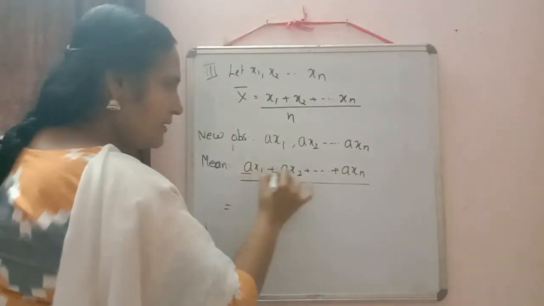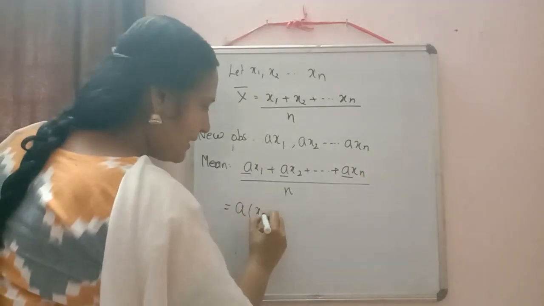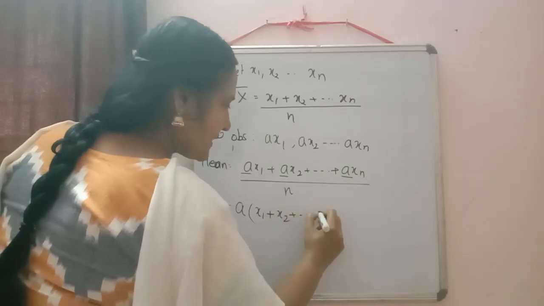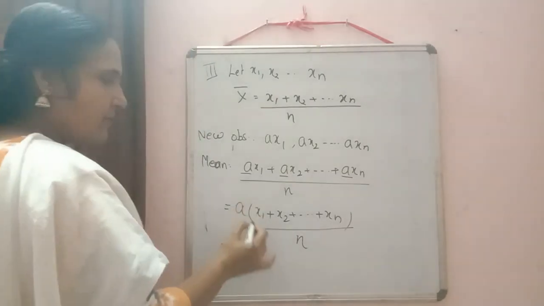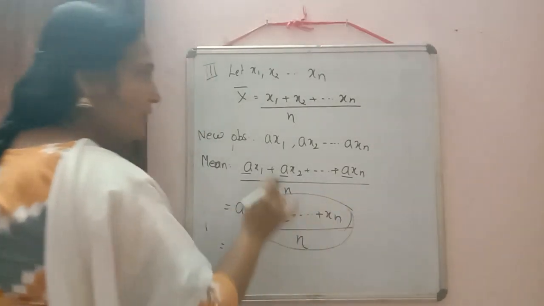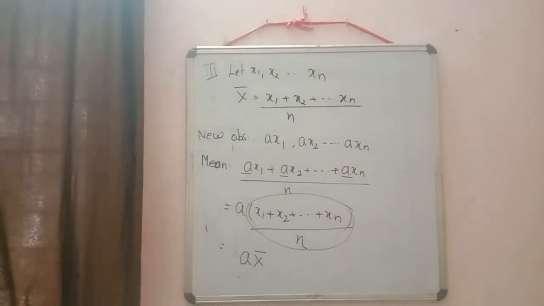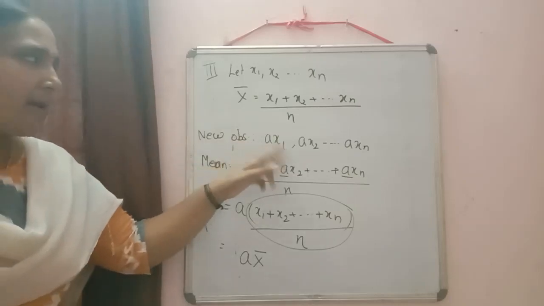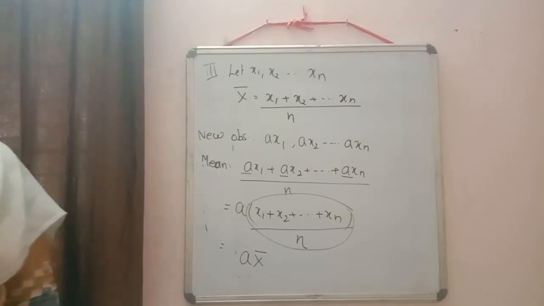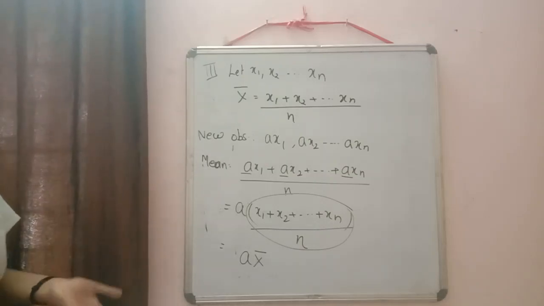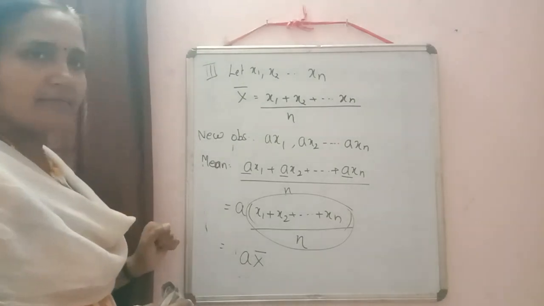So what can we take common in all the expression? a taken outside. Then inside the bracket what will remain? x1 plus x2 plus etc. plus xn divided by n. And what is this value? This value is equal to x bar. So it will be equal to a into x bar. So if each observation is multiplied by a, the mean also will get multiplied by a. In the same way, now we will check what will happen if we divide each observation by a. This one all have written?